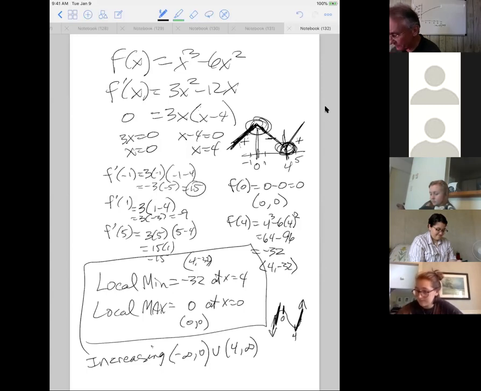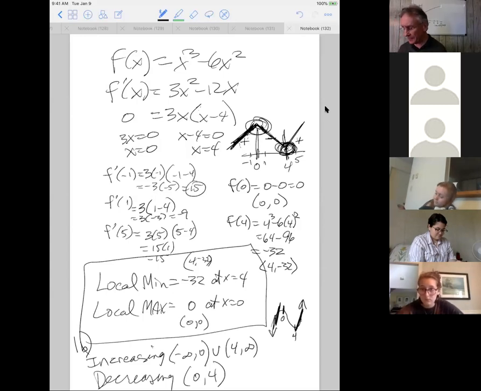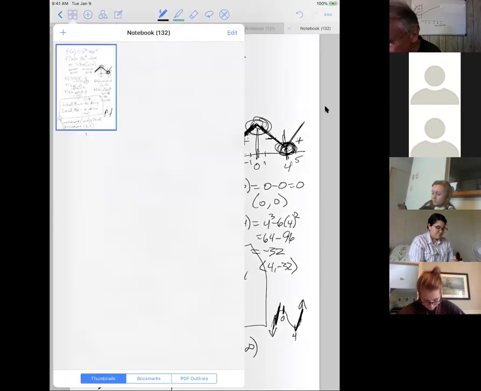That's increasing also. And we also confirmed that it was decreasing between 0 and 4. So decreasing, this is 1b, decreasing between 0 and 4. Again, open brackets, because at 0 and 4, it's neither increasing nor decreasing. Okay, questions on either of those at all? All right, let's go to 1c.